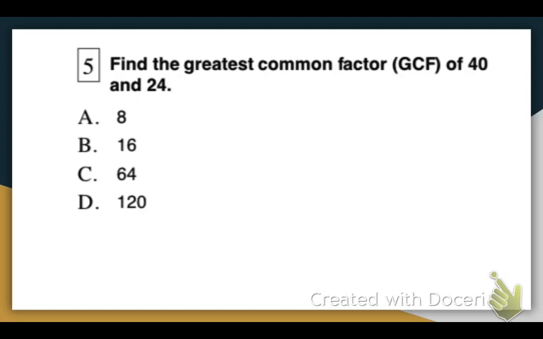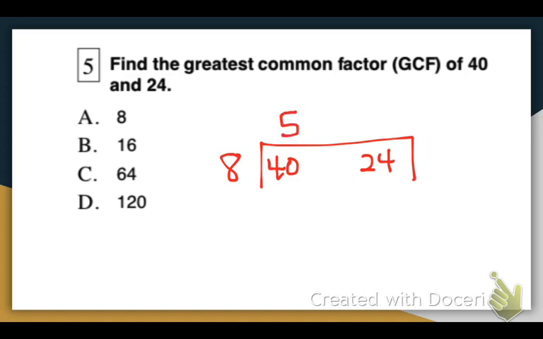Problem 5. Greatest common factor again of 40 and 24. Again, using the cakewalk, we can divide both by, I'm looking at my answers here, I'm going to start with 8. Okay, 8 will go into 40 5 times, and 8 will go into 24 3 times. Okay, I have both prime numbers, so the greatest common factor here is 8. Don't forget to circle that in your data sheet under that last column.